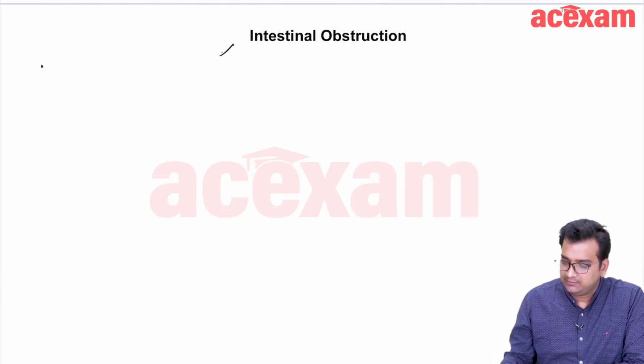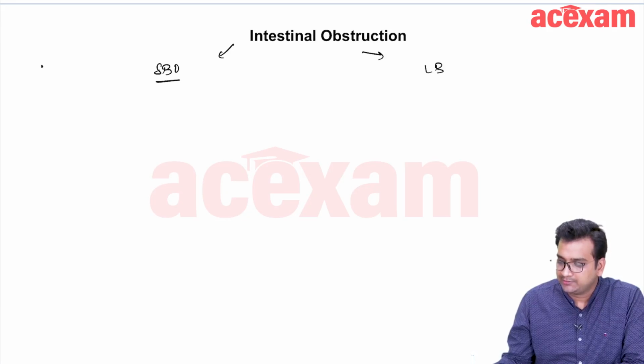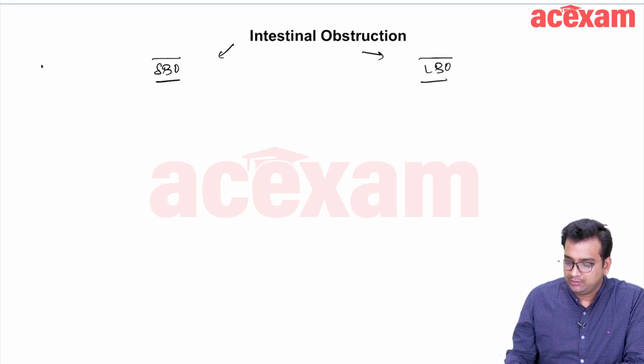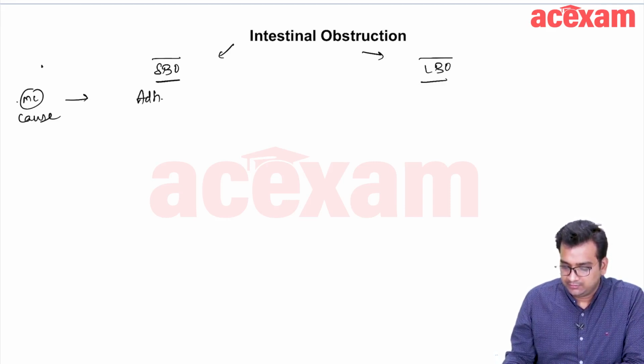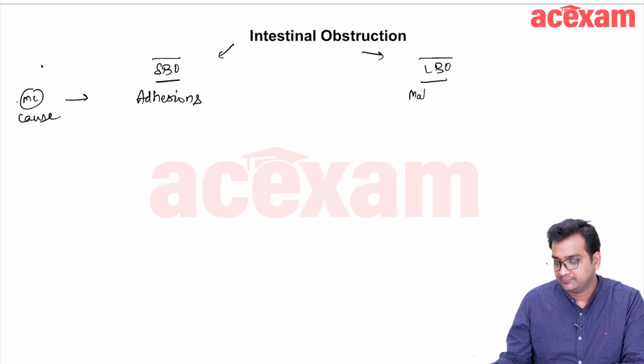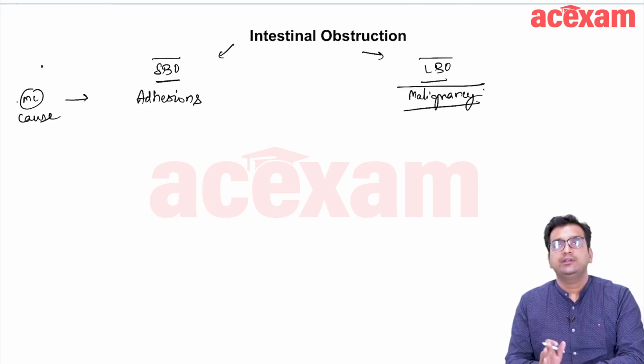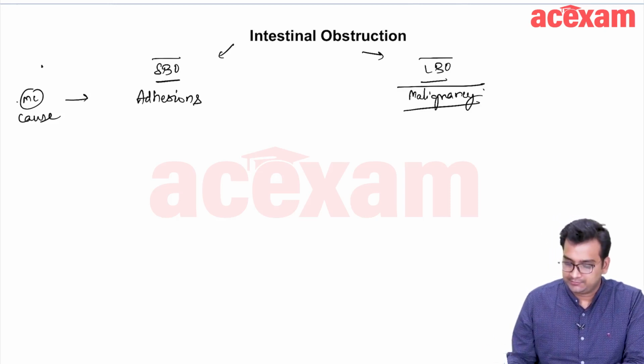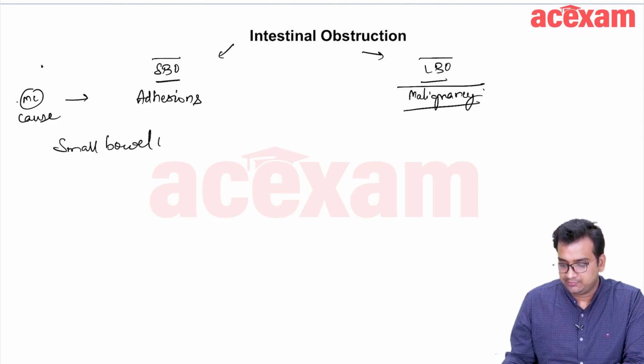Intestinal obstruction can be small bowel obstruction or large bowel obstruction. The most common cause of small bowel obstruction is development of adhesions, and the most common cause of large bowel obstruction is malignancy. Okay, so first we are going to discuss small bowel obstruction.